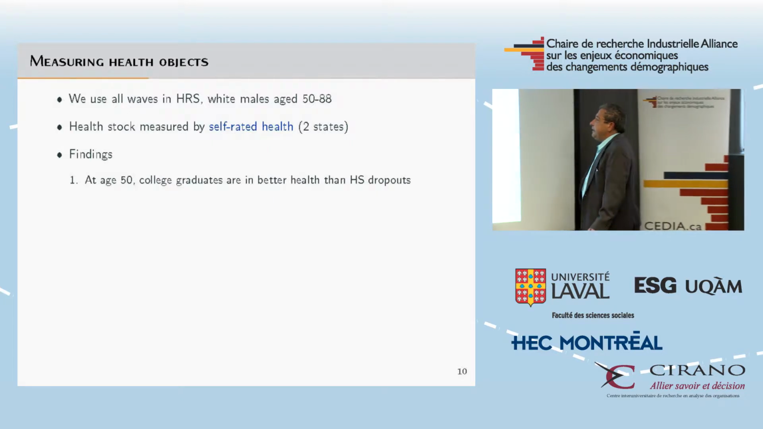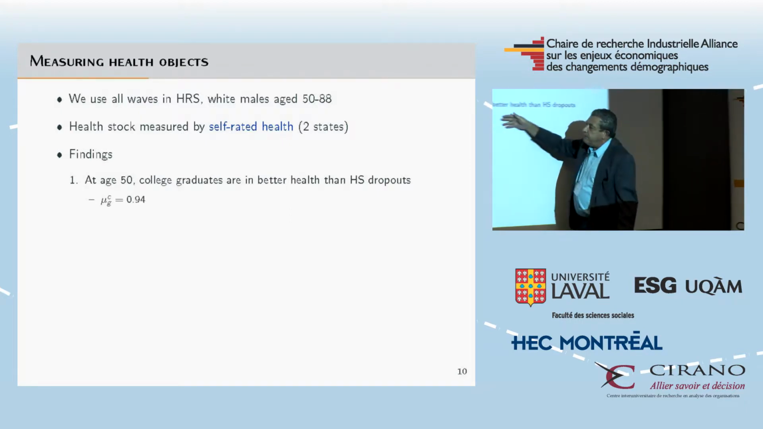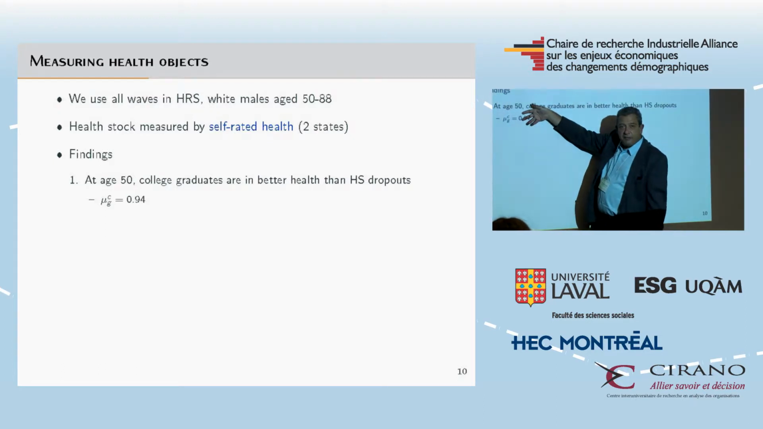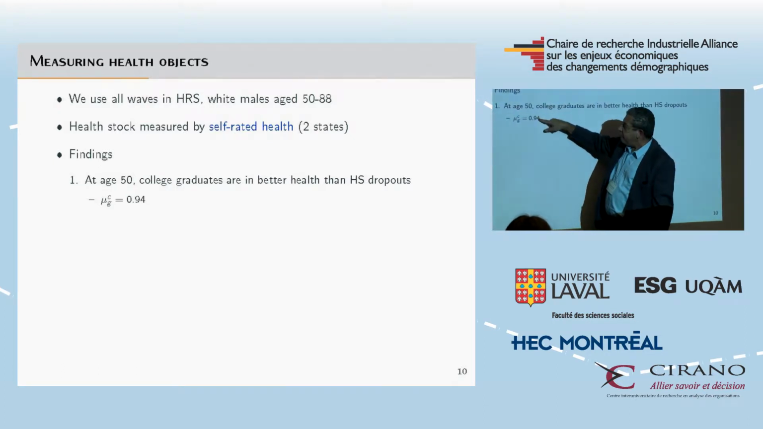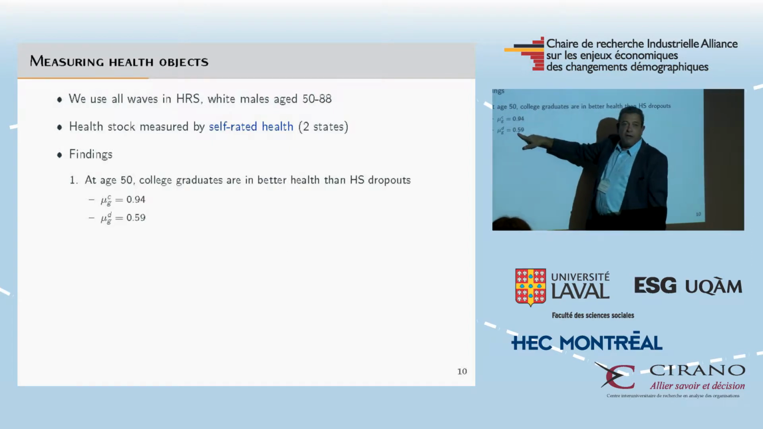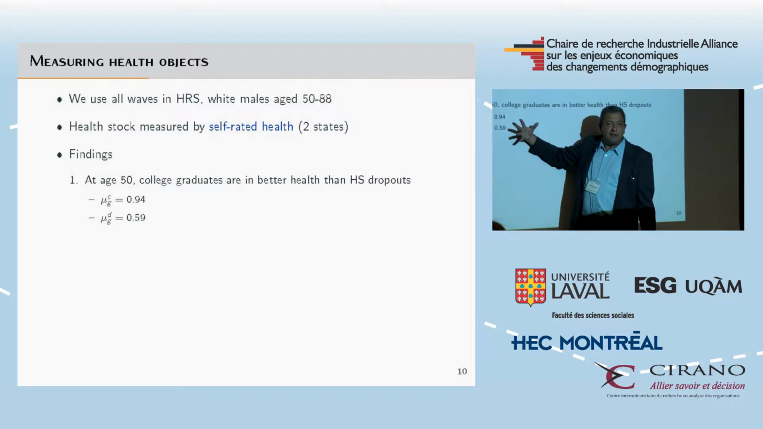So let's look at the findings. Well, at age 50, some of the stuff has already happened. The college graduates are in better health than high school dropouts. This is related to the numbers we saw before: by age 50, 94% of the college graduates feel they are in good health, while only 60% of the high school dropouts do. So the bad things have already happened.